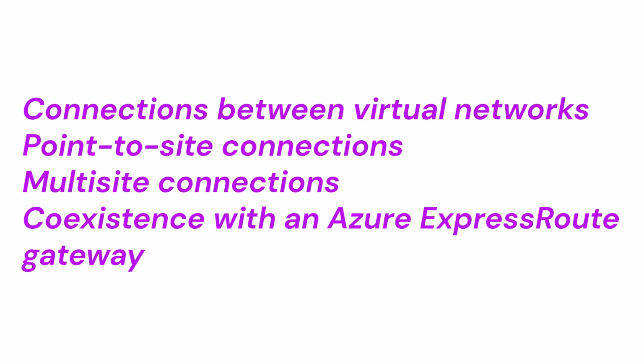Use a route-based VPN gateway if you need any of the following types of connectivity: connections between virtual networks, point-to-site connections, multi-site connections, coexistence with an Azure ExpressRoute gateway, high availability scenarios. If you're configuring a VPN to keep your information safe, you also want to be sure that it's a highly available and fault-tolerant VPN configuration. There are a few ways to maximize the resiliency of your VPN gateway.